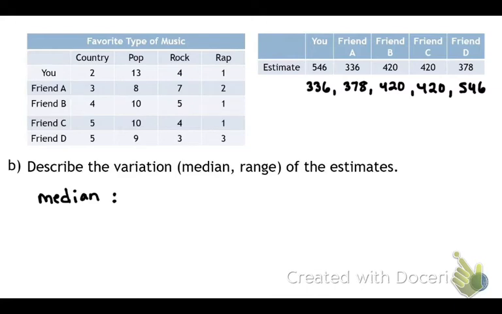The middle number. Guys, what's the middle number in that data set? 420. I want you to circle the 420 with your red pen, just to help you identify that is the middle number. And that would be 420 students.